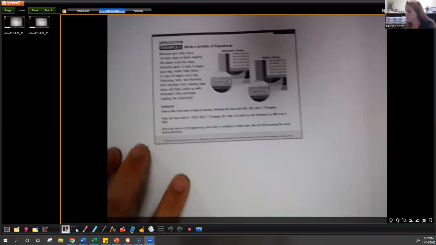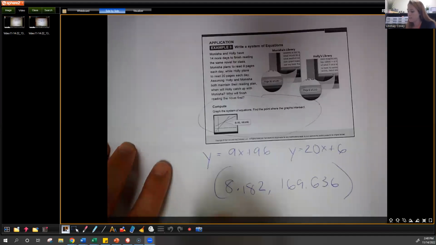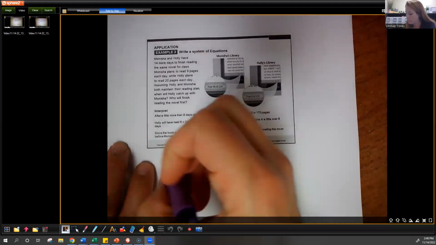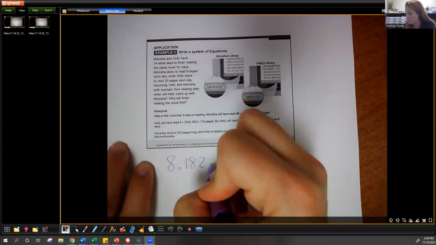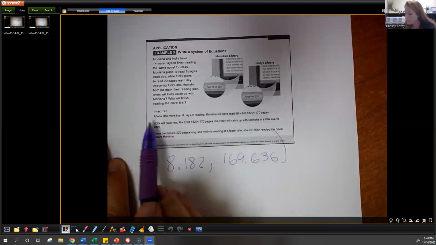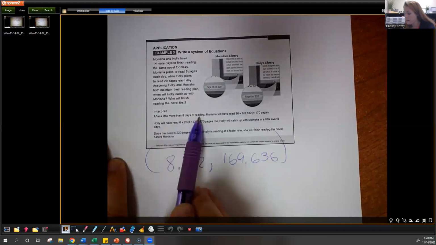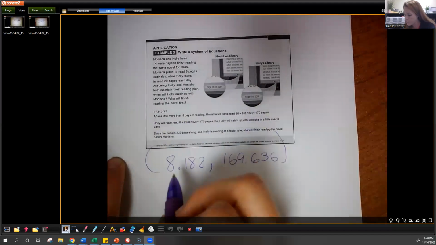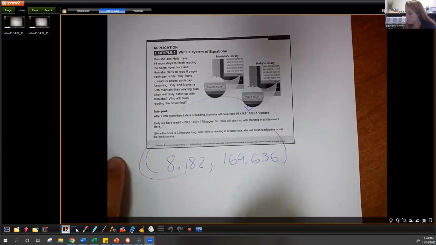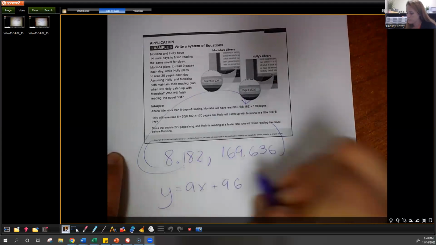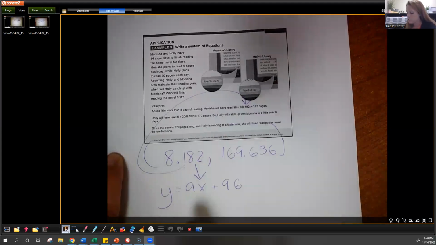So if we go back here to our next point, where we saw that they intersected at this point right here, after a little more than 8 days of reading, because remember our point was 8 and 182 thousandths and 169. So a little more than 8 days of reading, Monisha will have read 170 pages because we took this and we plugged it in to our system of equations, which was y equals 9x plus 96. We plugged that in for x to solve how long it would take her to read.